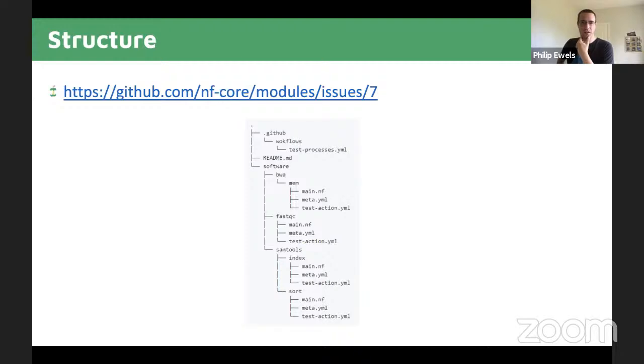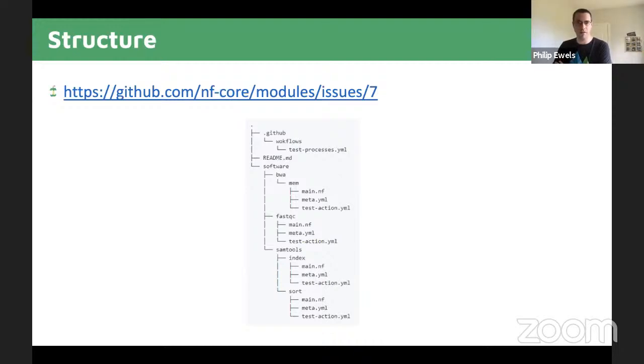So we renamed it to software. Within software, we have the names of the main tools which we're supporting. Here we've got BWA, FastQC, SAM tools. And you can see in some cases we have subdirectories nested under there, which is what I described earlier. So the different SAM tools commands, for example. And these can be nested arbitrarily.